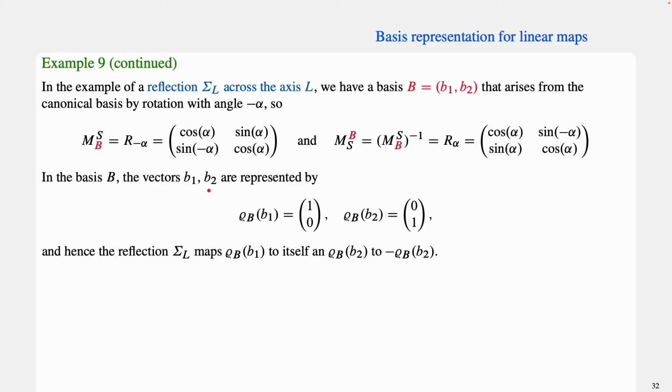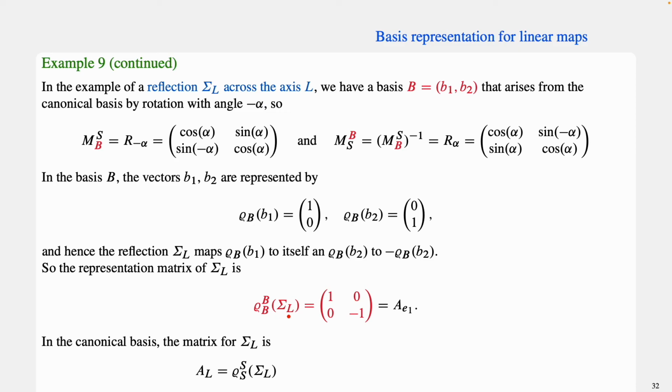Now, in the basis B, the vectors b1, b2 are represented, as we saw before, by the first and second canonical basis vector. So the reflection, sigma L, maps rho B of b1 to itself and rho B of b2 to minus rho B of b2. This is mapped to itself because it lies on the reflection axis, so nothing happens to it. And here we just flip the coordinate. So the matrix that represents this reflection in the basis B, rho BB of sigma L, is just 1, 0, 0, minus 1, which we previously called AE1. So this is the same matrix as the reflection across the E1 axis in the canonical basis.